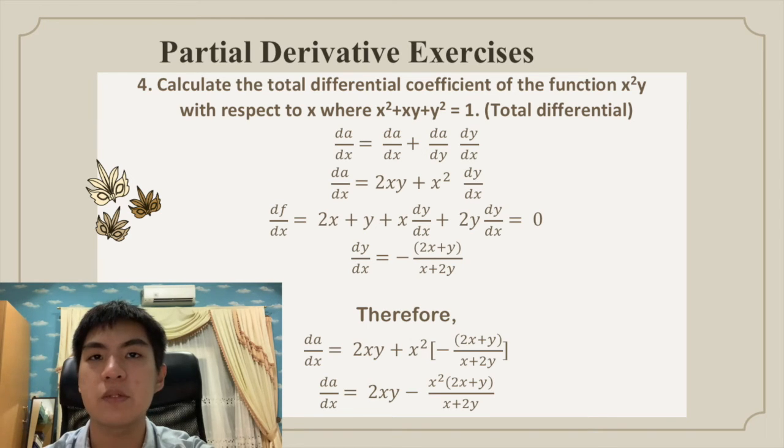Differentiating both sides with respect to x, we get 2x plus y plus x dy/dx plus 2y dy/dx equals 0. So dy/dx equals negative (2x plus y) divided by (x plus 2y). Therefore, dA/dx equals 2x times y plus x to the power of 2 times negative (2x plus y) per (x plus 2y). So dA/dx equals 2xy minus x to the power of 2 times (2x plus y) per (x plus 2y).